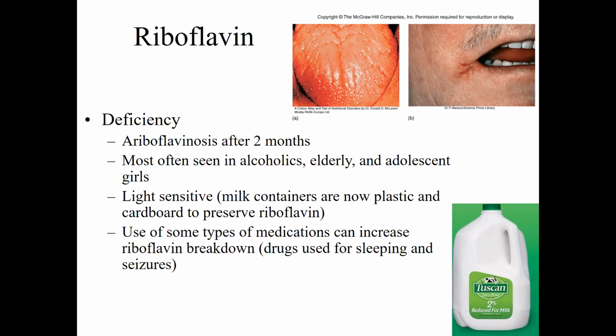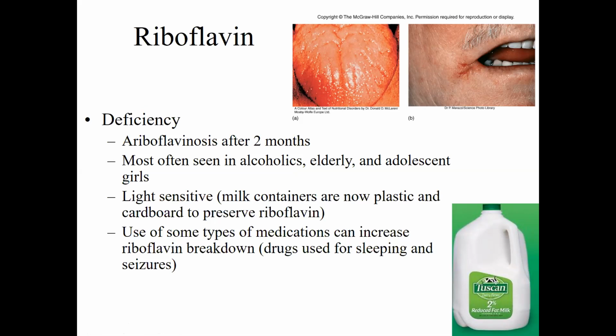We most often see it in alcoholics. It's going to be very similar to the reasons we said for thiamine. Elderly who might not have the best diet due to a variety of conditions. Adolescent girls, especially if they're having a somewhat restrictive diet or not eating a variety of foods. And during adolescence, we usually have high nutrient needs because of growth and things like that.